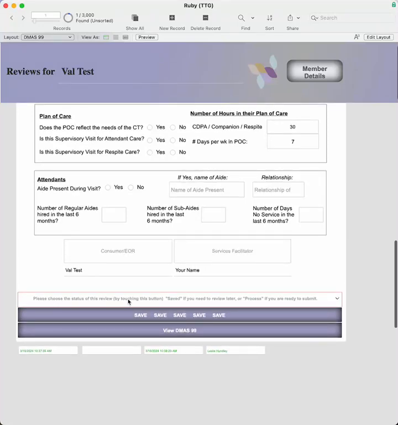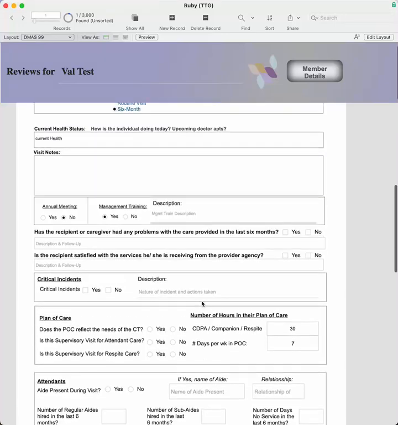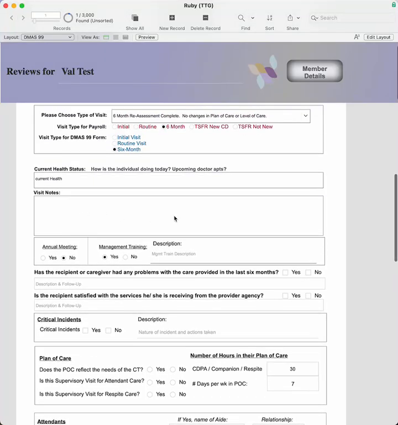Please continue this status of this review by touching the Save button if you need to review it later, or Process. Let's say you're going to save this, and we're going to hit Save. And we're all done. The only reason you're going to hit Save and not Process is if you want to go back home and tweak your visit notes. All of those screens that you did before, that's etched in stone now for this review. So that has to be completed.